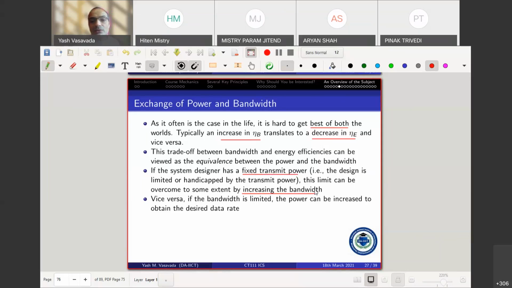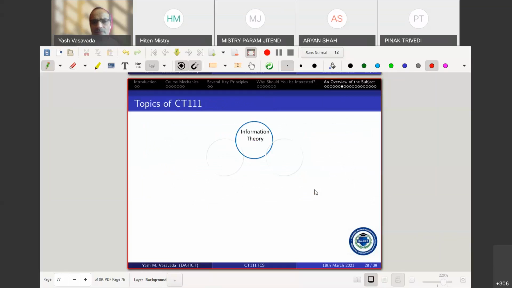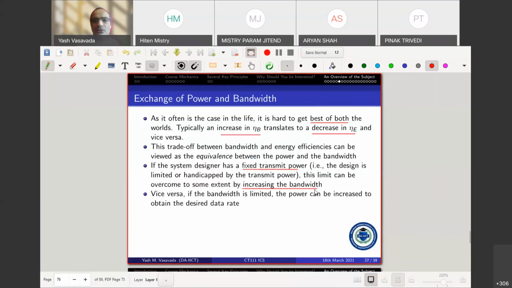On the other hand, if you have a fixed amount of bandwidth, and you want to transmit more and more bits per second, then you can throw more power at it and you may be able to get that particular bit rate. Okay, so that is one very high level summary of the lab that you did yesterday.